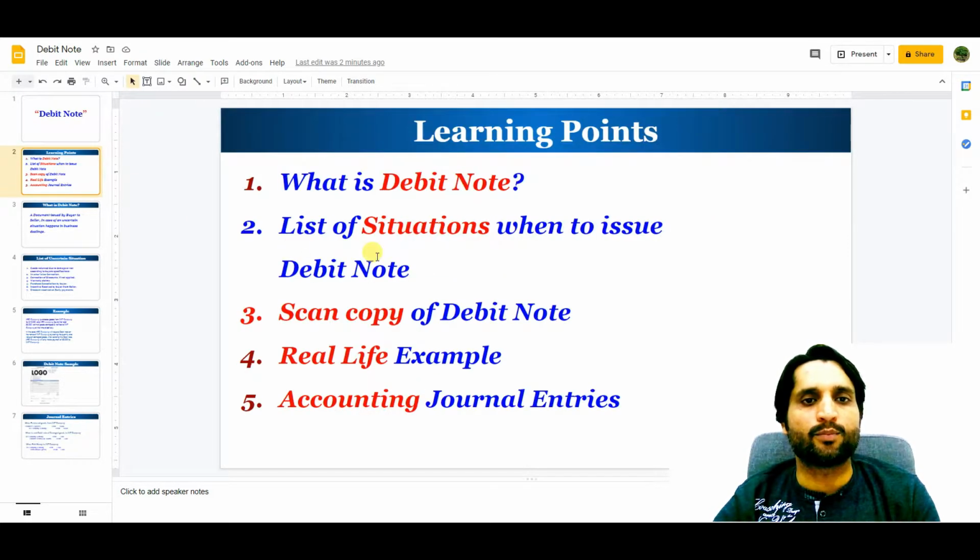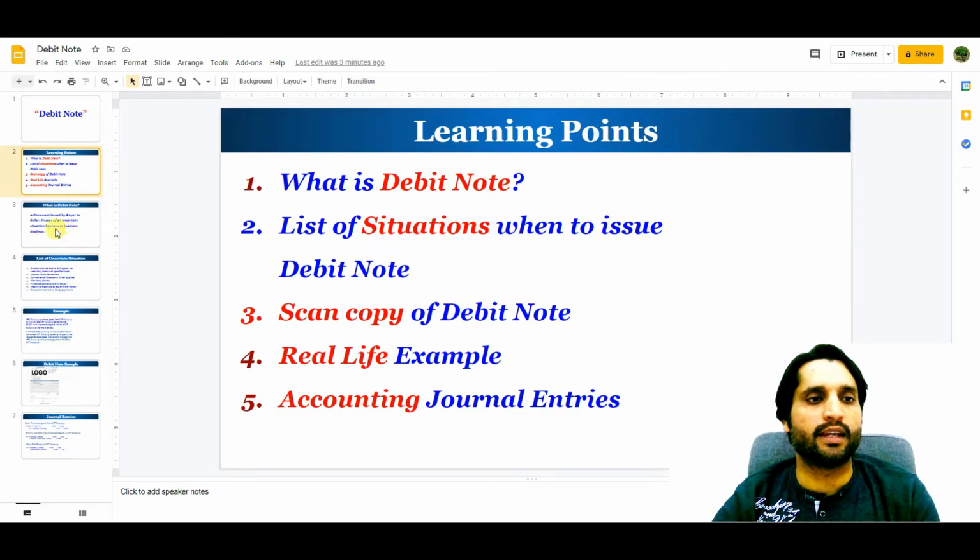In today's video, we are going to learn the concept of debit note. The key learning points will be the debit note definition, a list of situations for why we issue a debit note, a scanned copy of a debit note, what type of debit note we use in real-life businesses, a real-life example so you will understand this concept easily, and the accounting journal entries for how we need to book this debit note in our accounting books.